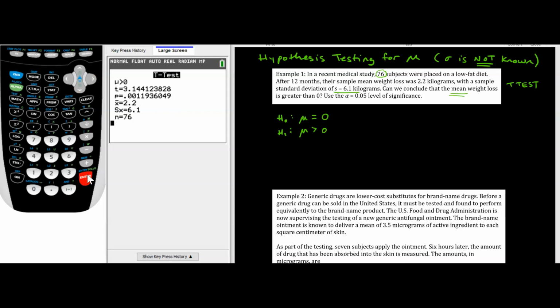And when I calculate, it's going to produce a p-value. And you can see here that the p-value is 0.0011936. And typically you're rounding to 4 decimal places, so that would be 0.0012. And we can observe that 0.0012 is lower than our cutoff of 0.05. And when our p-value is lower than the alpha cutoff, as you saw in the decision tree, we can reject the null. And in this case, if you're rejecting the null, then you're saying that the average weight loss appears to be greater than 0.